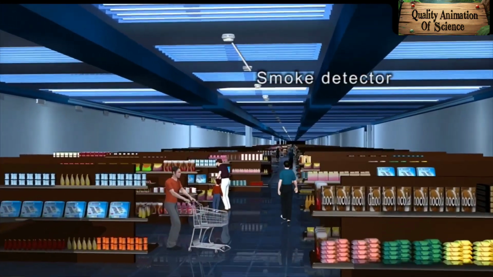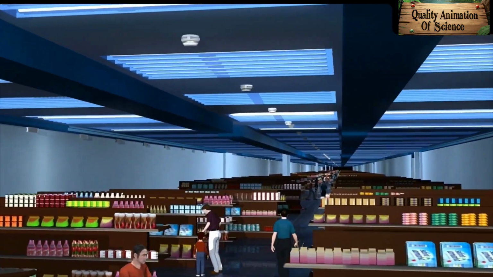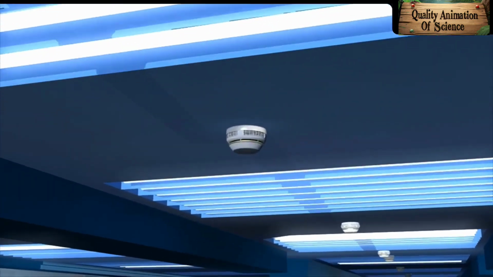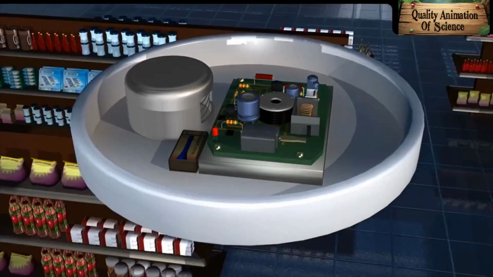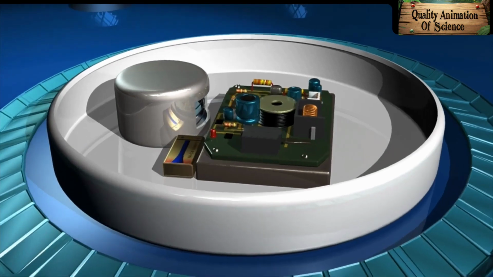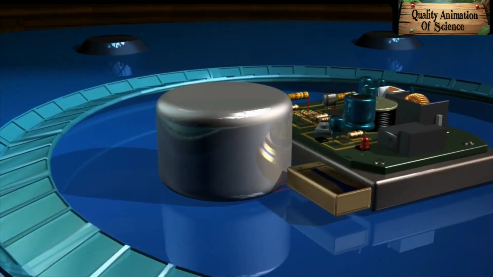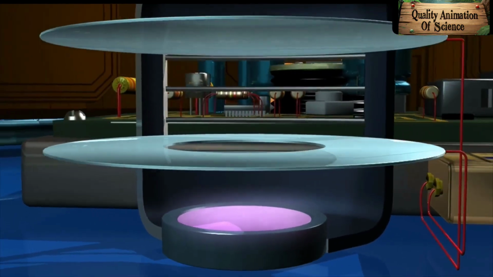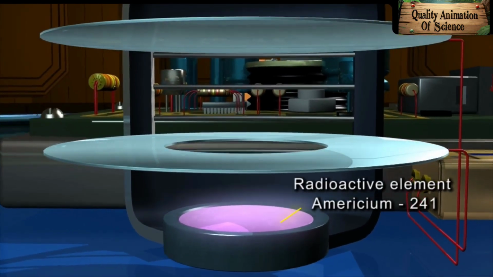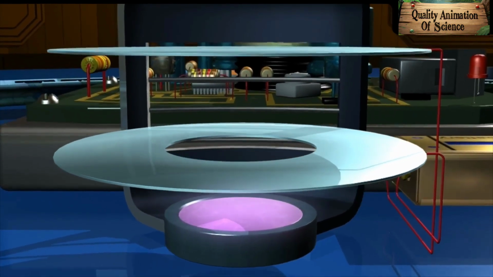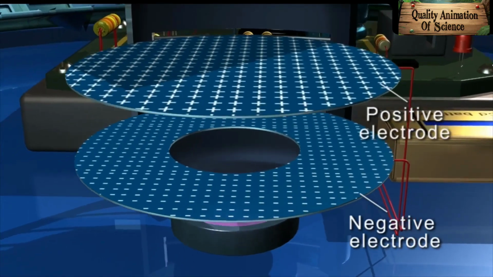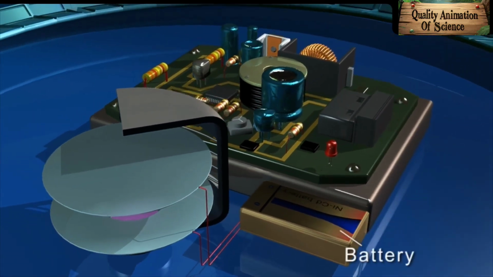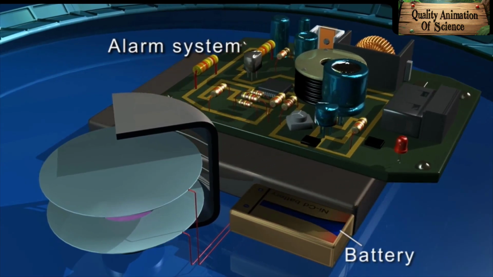You would have seen a smoke detector. But have you ever wondered how it detects smoke? Inside the smoke detector, there is an ionization chamber. It consists of a small amount of radioactive element called americium-241, placed underneath negative and positive electrodes. These electrodes are connected externally with a battery and an alarm system.